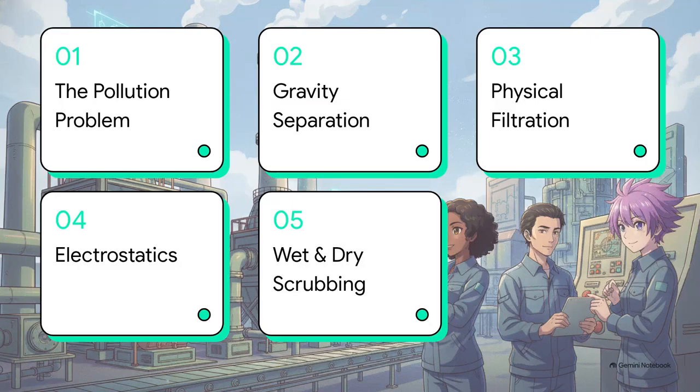Okay, let's look at our syllabus for today. We've got 5 key topics. Number 1, the pollution problem. Number 2, gravitational and inertial separation. Number 3, physical filtration systems. Number 4, electrostatic precipitation. And number 5, wet and dry scrubbing.